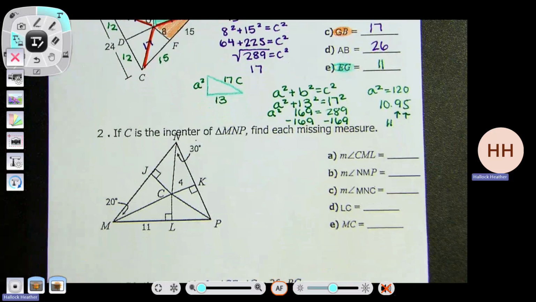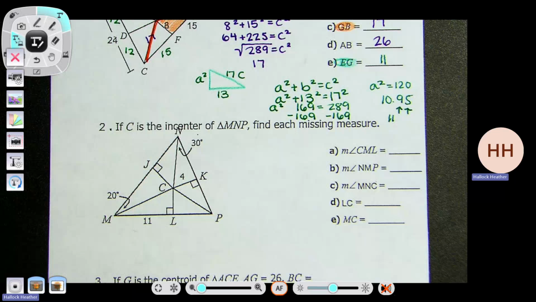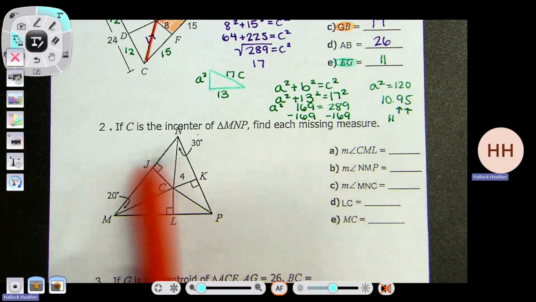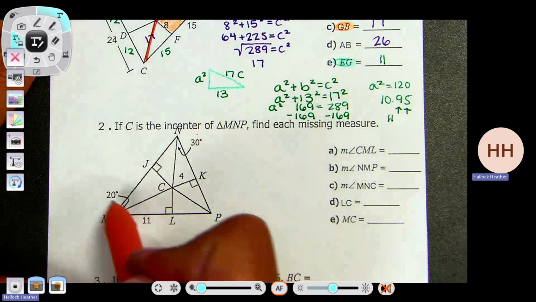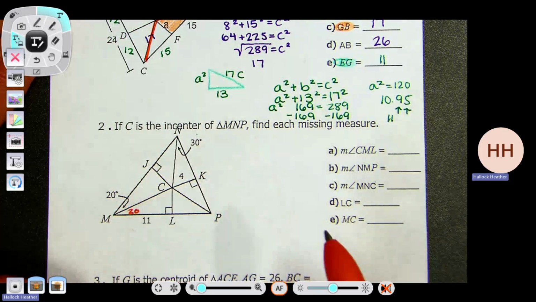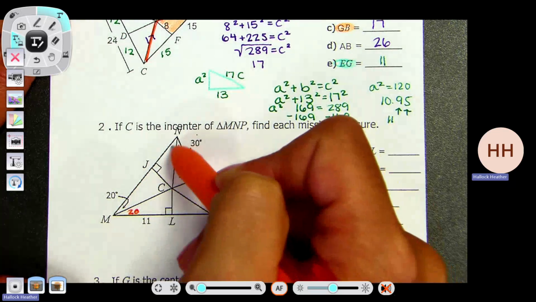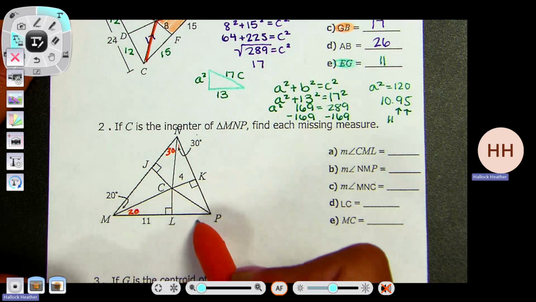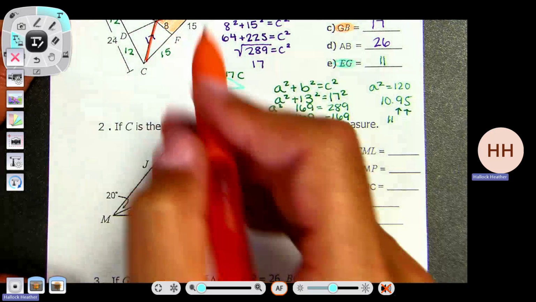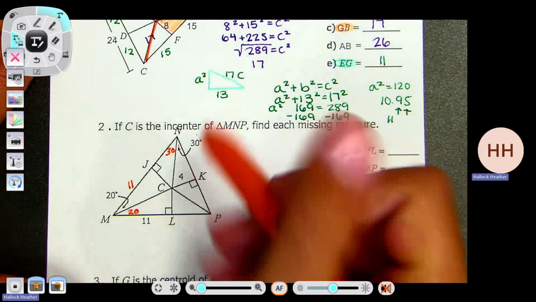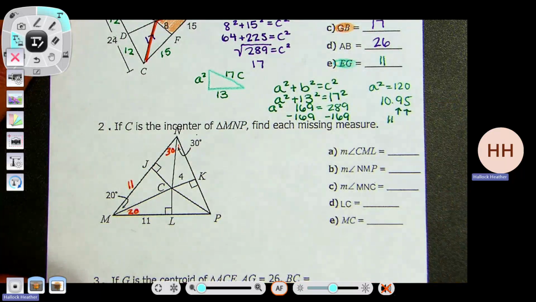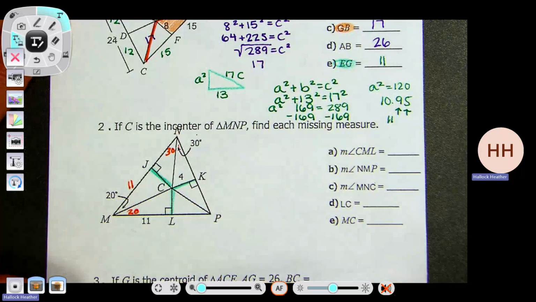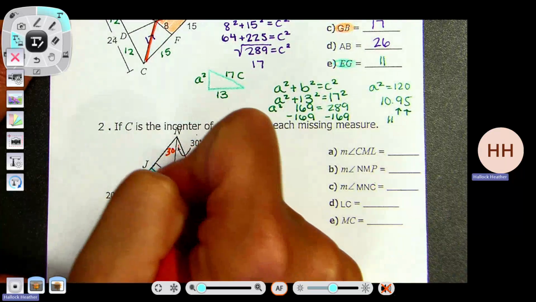The next thing is number 2. If C is the incenter of triangle MNP, find each measure. So I'm going to move around what I can. Incenter means angle bisector. So if this is 20, then that is 20. If this is 30, then this is 30. And then 11 cannot go over here, but 11 can go over here. And 4 represents the height on the inside. So all of these are the same. If that's 4, this is 4, this is 4. So all of those are 4 on the inside.